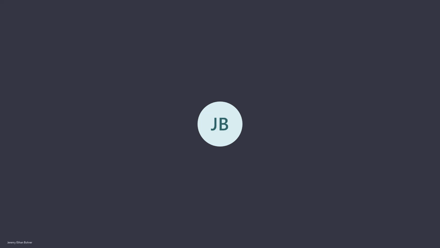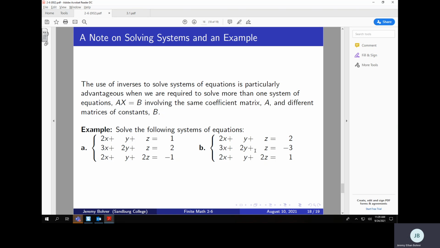In this video, we are going to solve these two systems of equations on page 18 of the 2-6 slides. And the first thing we want to point out is that these two systems of equations have exactly the same coefficient matrix, 2, 1, 1, 3, 2, 1, 2, 1, 2. And that is the same coefficient matrix that we were looking at earlier in the first video for this chapter.